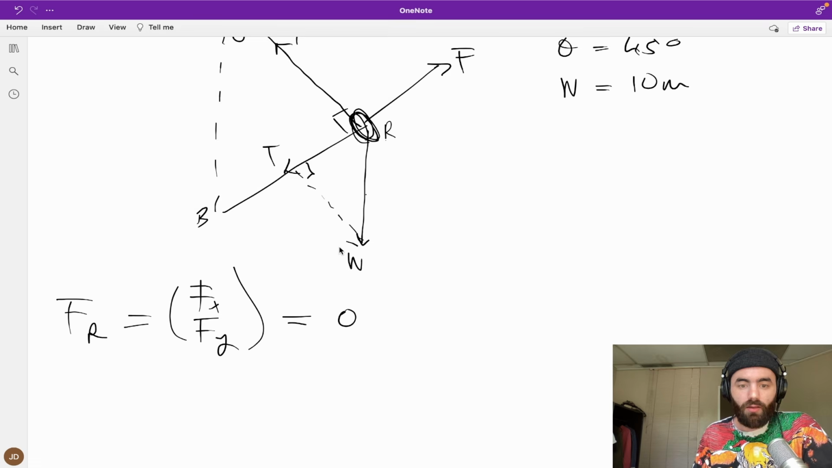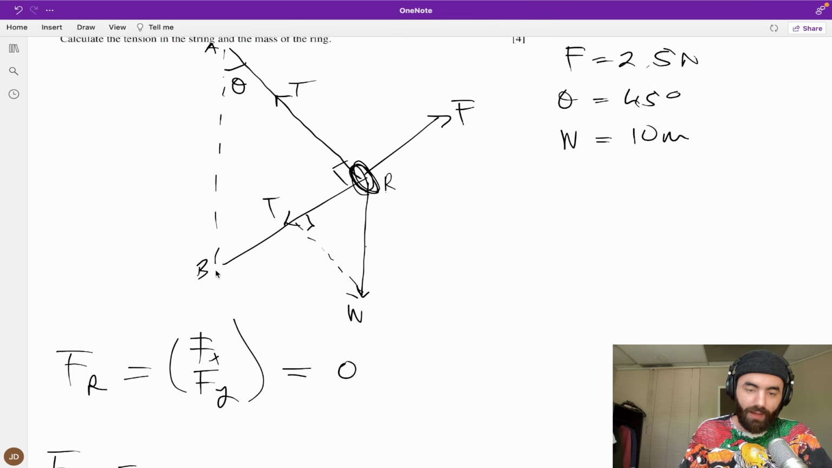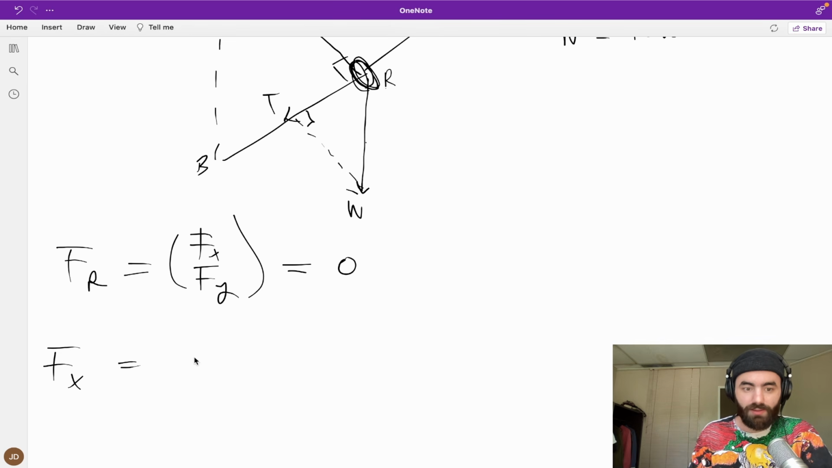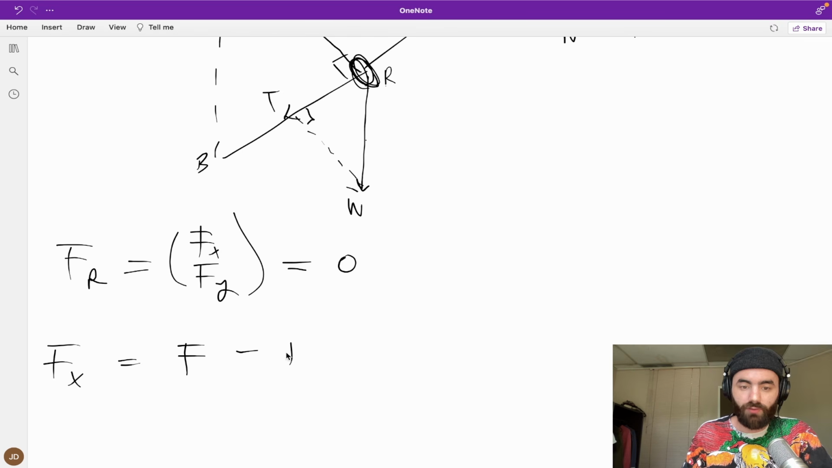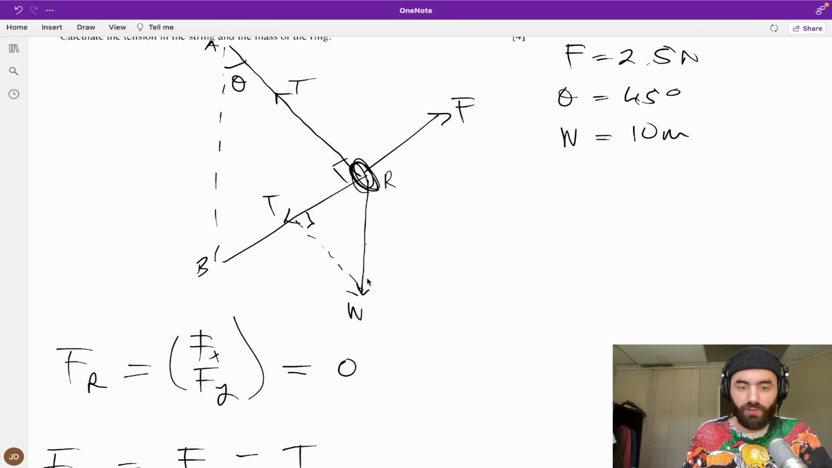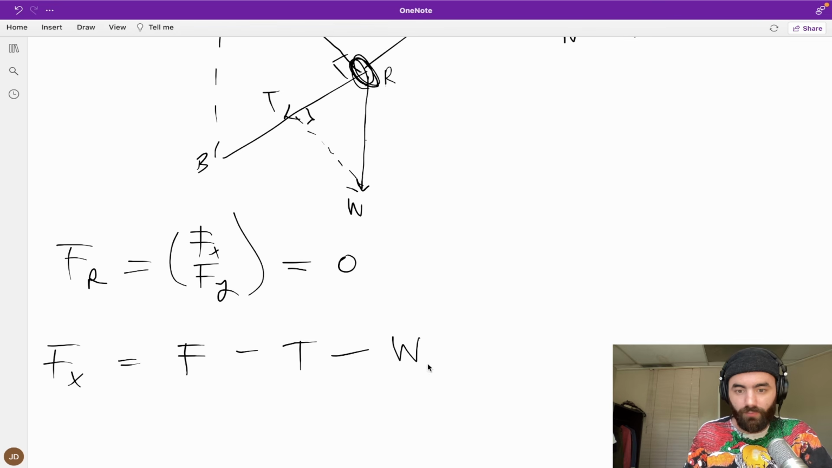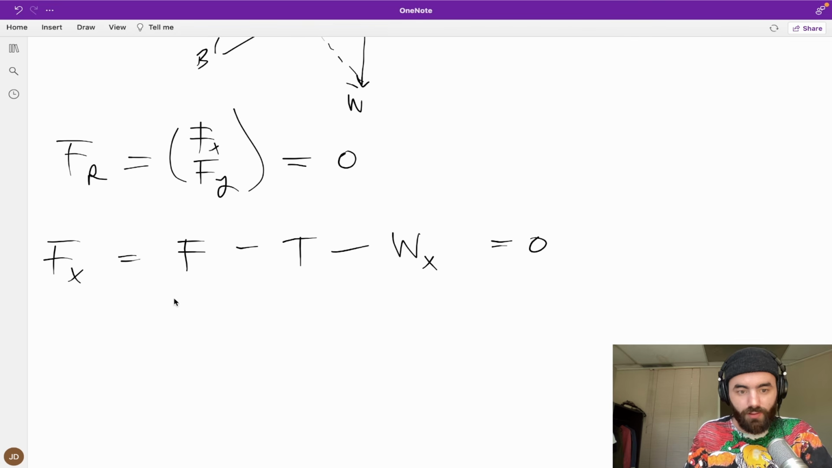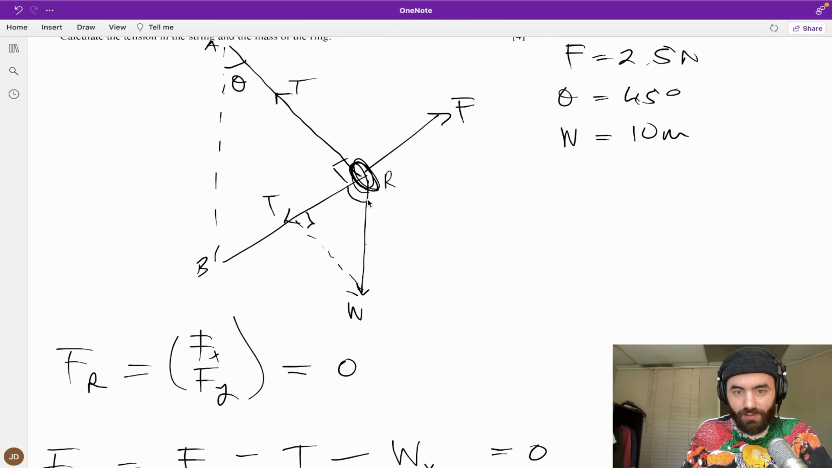Equals 0. Okay, so our sum of Fx will be, we have F acting positively minus the tension acting negatively. And see how much easier that was? We don't have to calculate the x components of both of these things. And then we're going to need the x component of this W, which is going to be acting down, left. So equals 0. We get F minus T. What is Wx? Well, we're going to need this angle here.